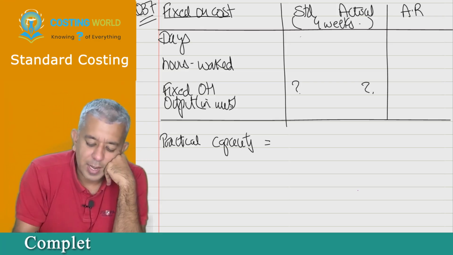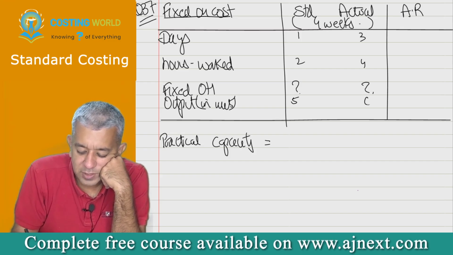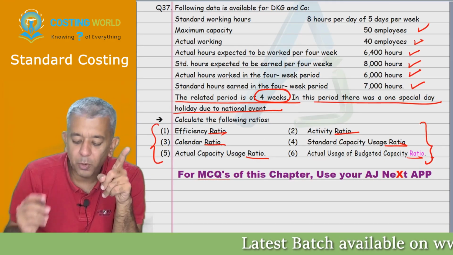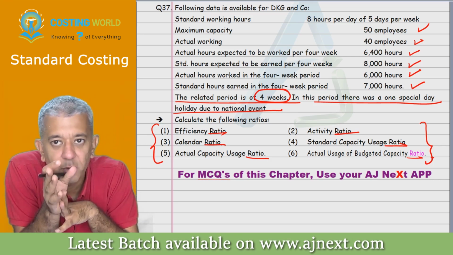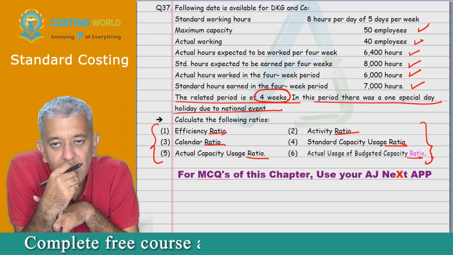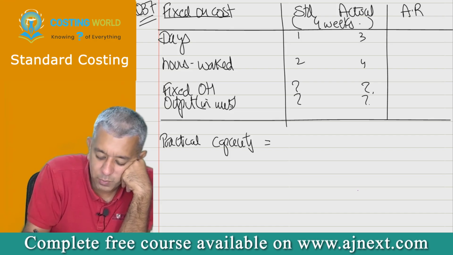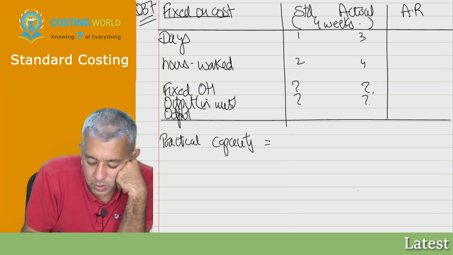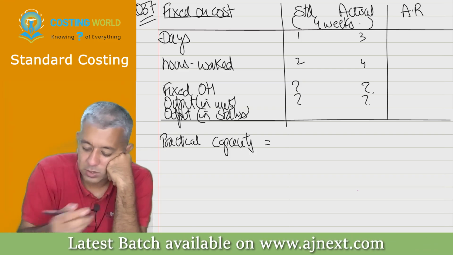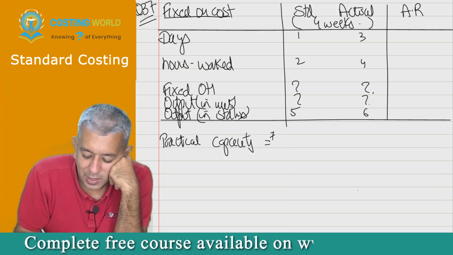Now, I require 1, 2, 3, 4, 5, 6. But now you all will understand one thing. In this question, output will not be expressed in the form of units. You can check: is there any word called unit in this entire question? No. So therefore, do one thing. Put a question mark over here also and write down below this: output in standard hours. That's why I made you practice 5 and 6. And practical capacity, 7th.